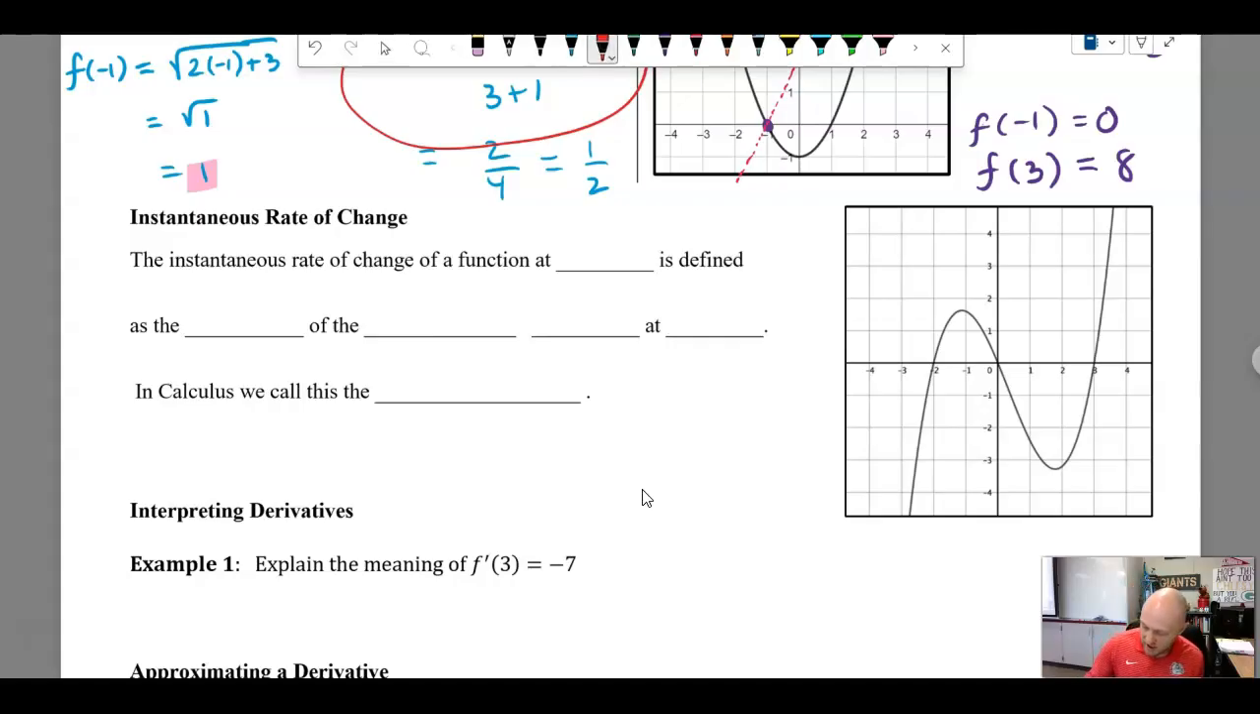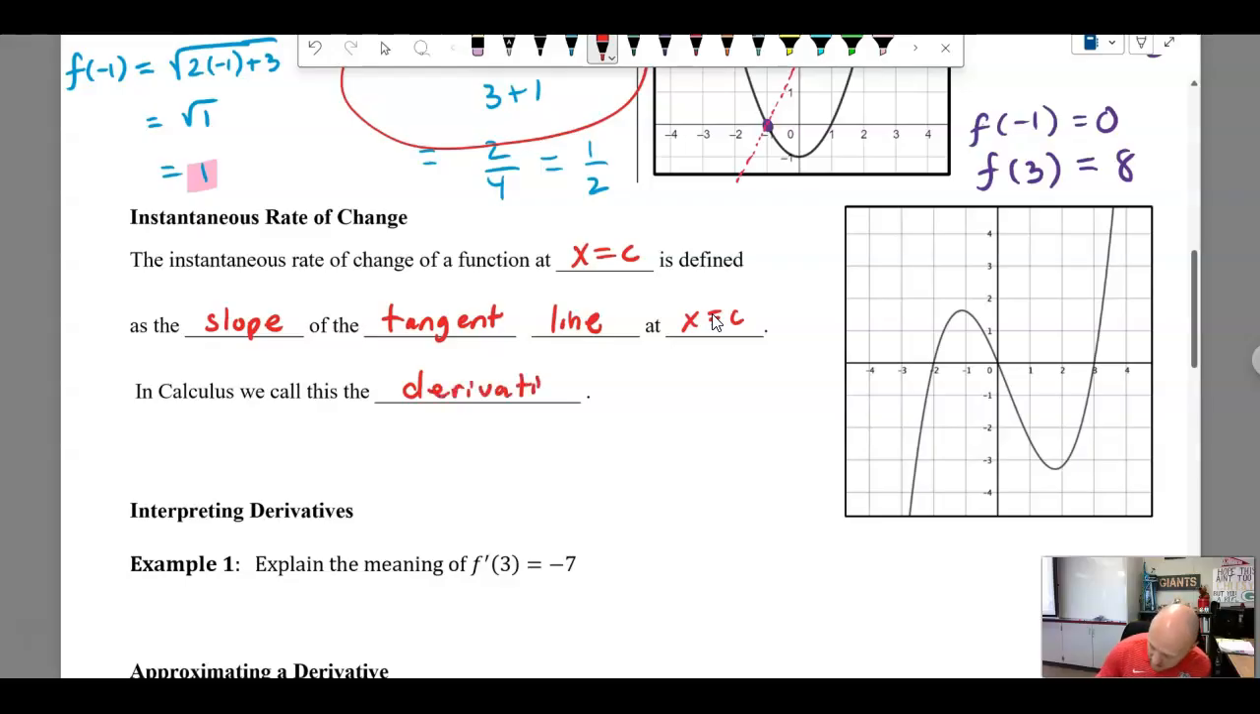The instantaneous rate of change of a function at x equals c, where c is some x value, some point, is defined as, again, it's still the slope, but it's the slope of not a secant line. We call it a tangent line, and I'll show you what a tangent line is in a moment. But it's very important that you know that the instantaneous rate of change is at a very specific point. So it's the slope of the tangent line at a given x value, whatever one you want. This is a big idea in calculus. We call it a derivative. A derivative. There's the big idea. Derivative, instantaneous rate of change.